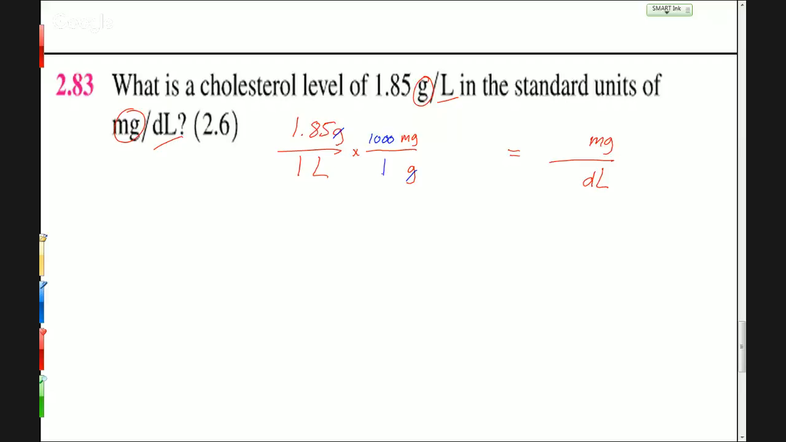Instead of grams per liter, we have milligrams per liter. But what we really want is milligrams per deciliter. So to get to that, we need an additional term. How are we going to cancel that liter on the bottom and turn it into deciliters? Anybody have an idea about that?